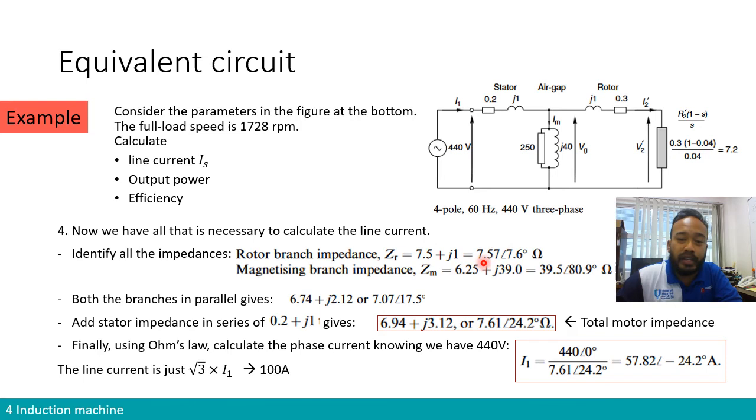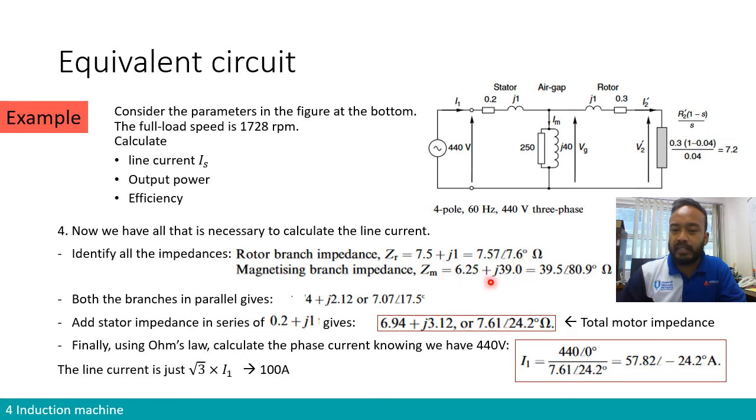Or in angular notation, because this is the notation in complex number, the notation in angular notation is 7.57 with an angle of 7.6 degree. Okay, and then what is the impedance of the magnetizing part? The impedance of magnetizing part is simply 250 plus J40.